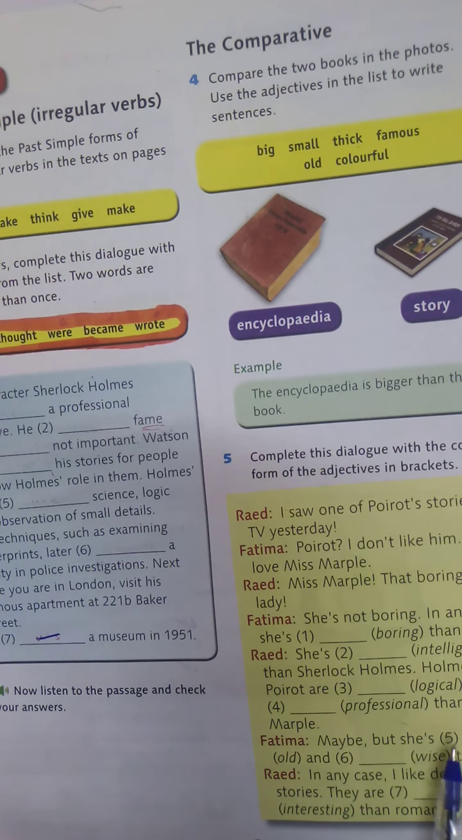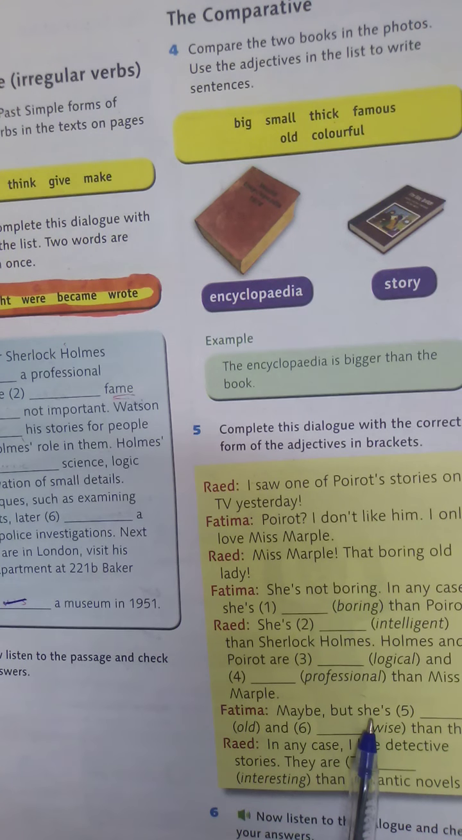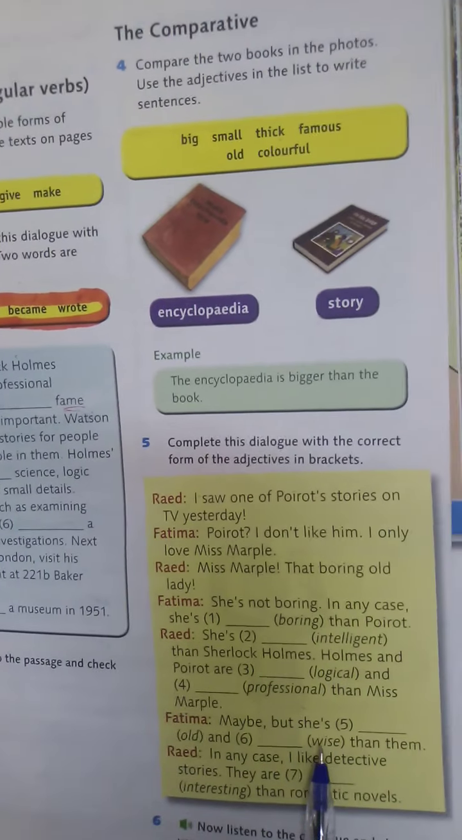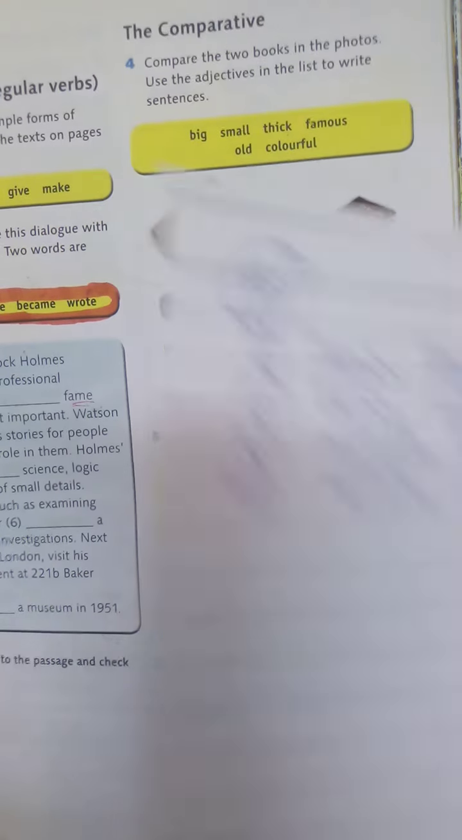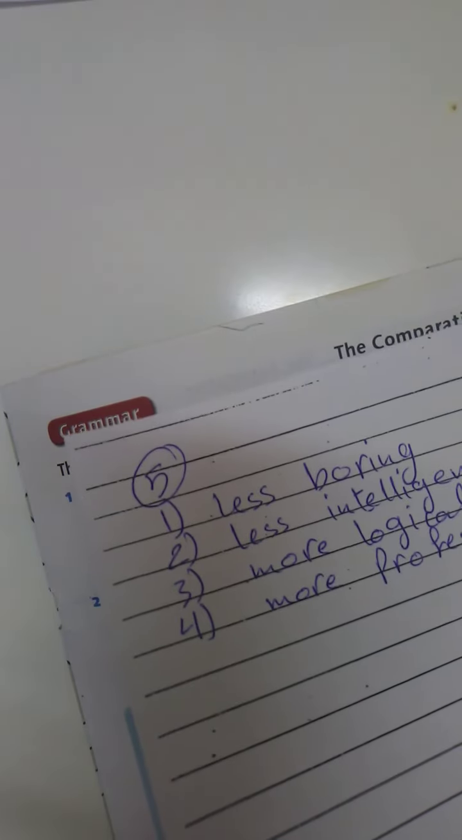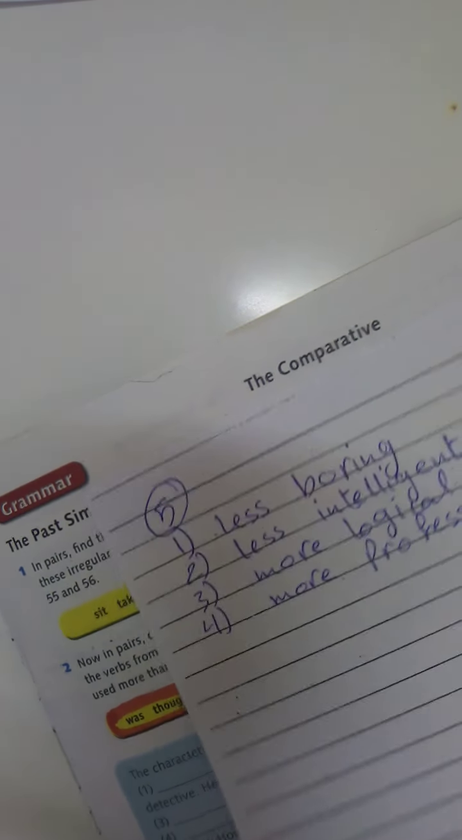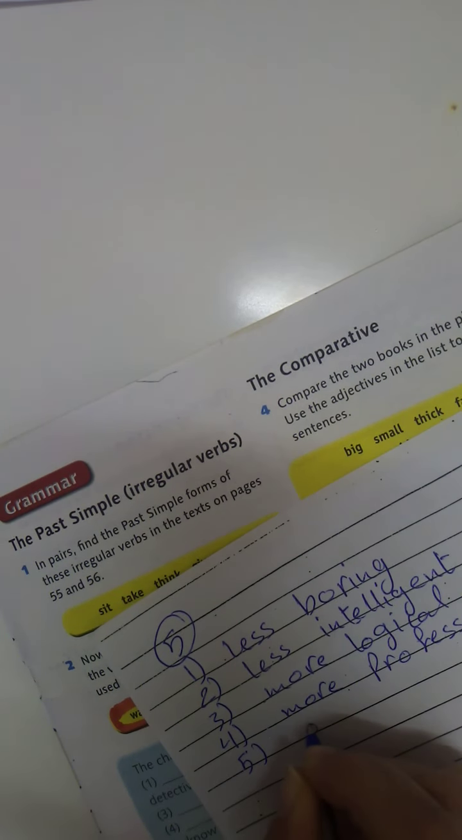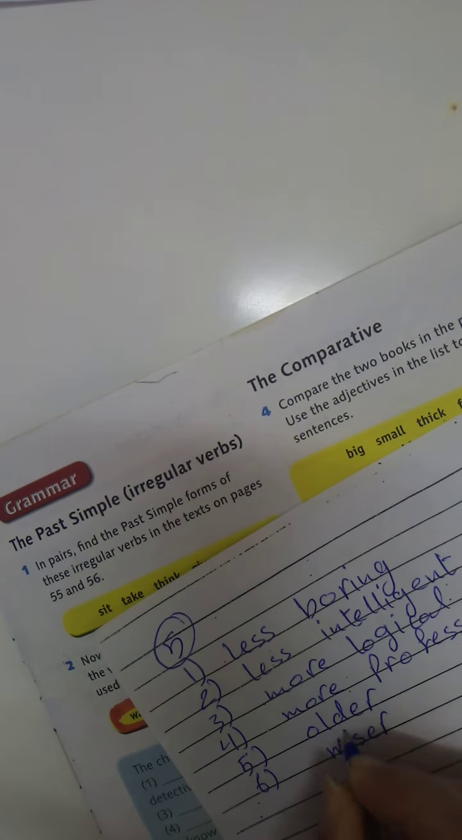Than Miss Marple. Fatima: maybe, but she is older and wiser than them. But she is older and more wise than them. She's older and wiser. The adjectives old and wise have one syllable, so we add er than. She's older and wiser than them. Five and six, older and wiser.